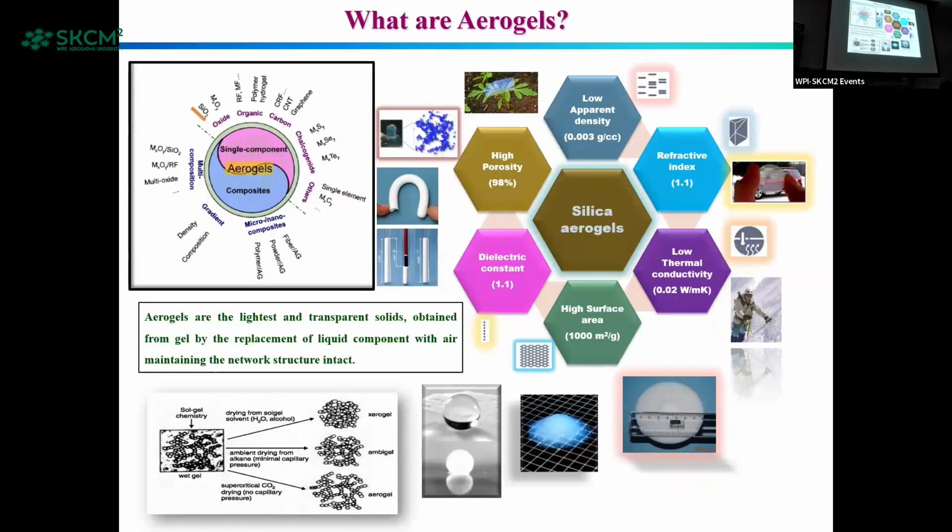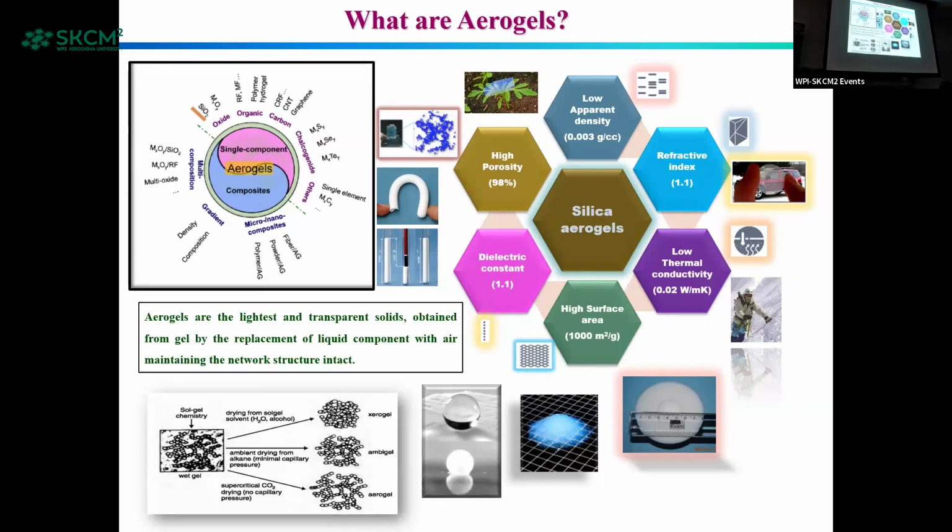So what are aerogels basically? The definition here gives a general view for silica aerogels, but if you remove the word transparent, you can define every kind of aerogel. Aerogel is the lightest and transparent solid obtained from a gel by replacement of the liquid component with air. There is a 3D gel-type network. If you consider a hydrogel, we remove the water or any solvent from that gel and maintain that 3D structure as it is. That is aerogel. There are different kinds of aerogel one can synthesize.